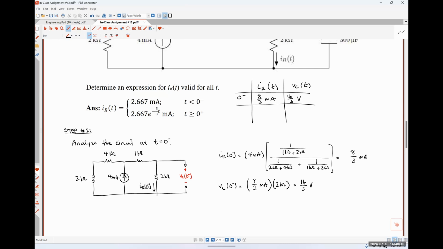All right, am I okay to erase my work for step 1 and replace it with step 2? Nobody's telling me not to, so I feel like I'm good to go.